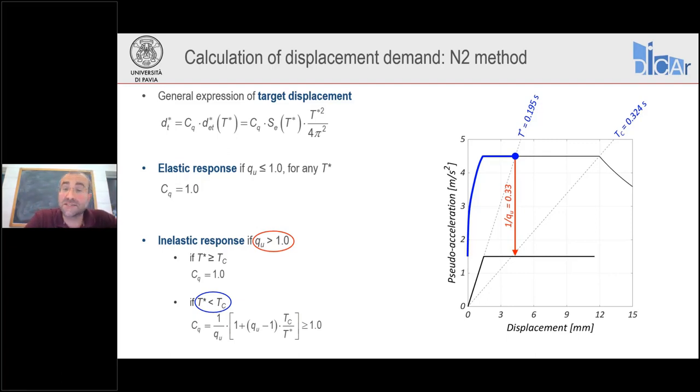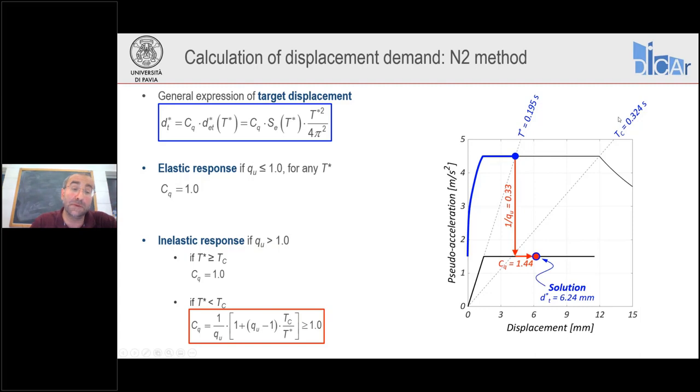So, in this case, since T star of 0.195 seconds is less than the corner period of the spectrum, which is at 0.324 seconds, well, we have to apply the amplification, C sub Q, which, if we apply that equation, is going to be equal to 1.44. So you see, then we find our solution, our displacement demand for the inelastic system, D star T, which in this case is equal to 6.24 millimeters.